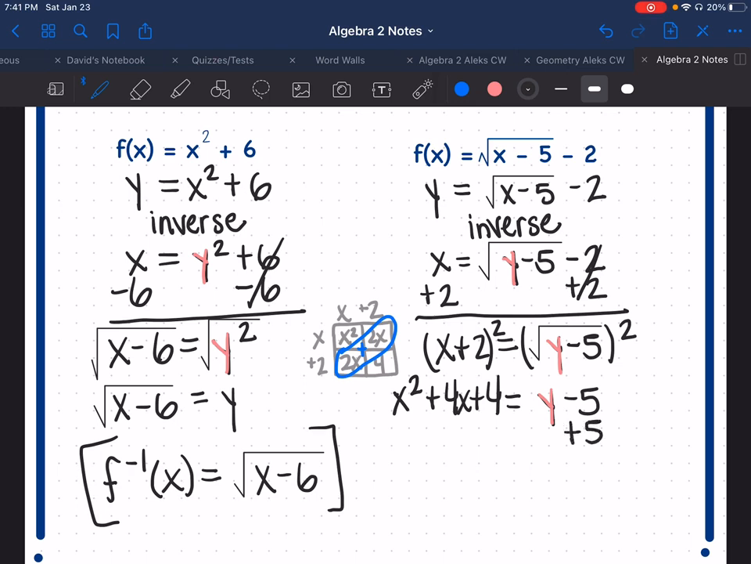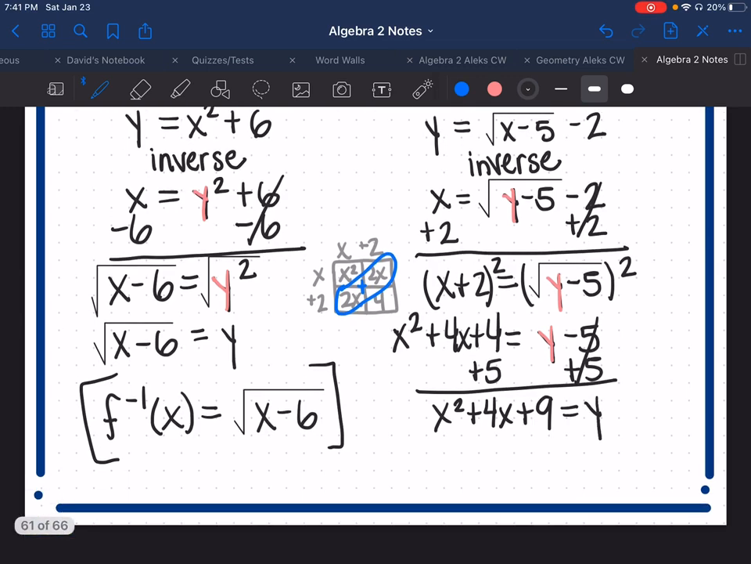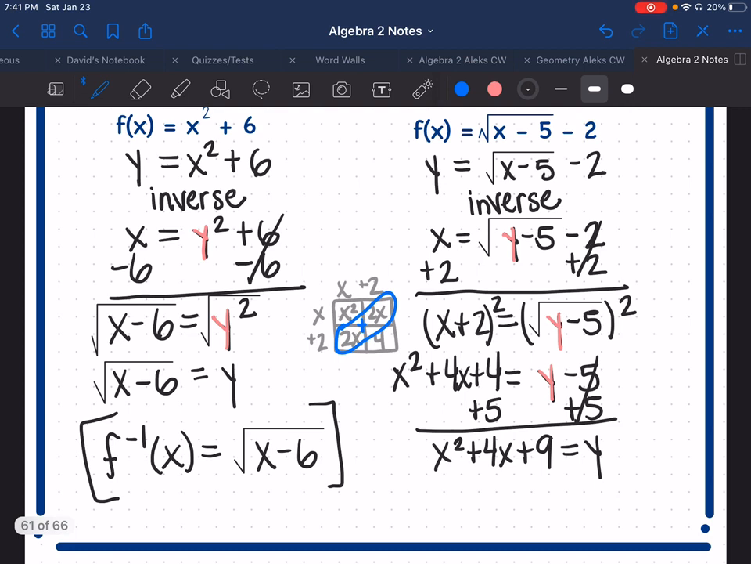Plus 5, plus 5. And notice I went ahead and put it right underneath that 4 because they are like terms. I am going to go ahead and add them together and say it equals 9. My y is now completely alone, and so I'm just going to go ahead and change it to my inverse function notation, which is f of negative 1x, and copy my function.